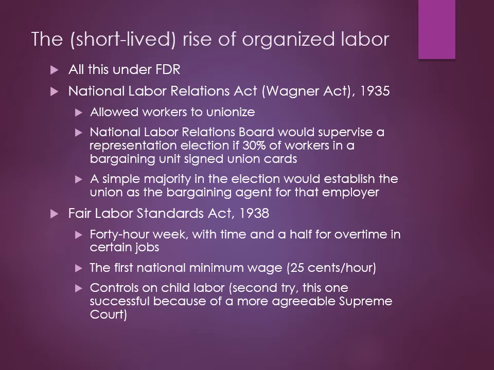It also controlled child labor. It helped to restrict it. The Congress had tried that in 1916, and that was shot down by the Supreme Court. But by now, the Supreme Court had undergone a transformation with some of Roosevelt's appointees, and this time, in 1941, when it came up again, the controls on child labor were upheld by the Supreme Court.